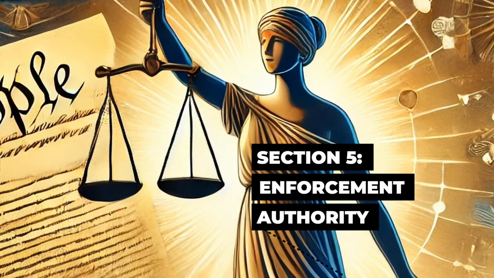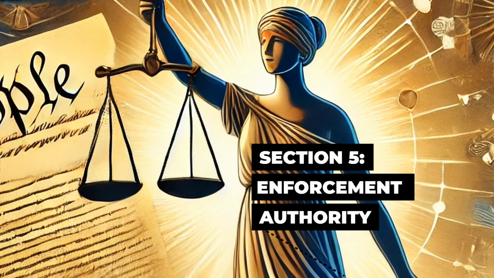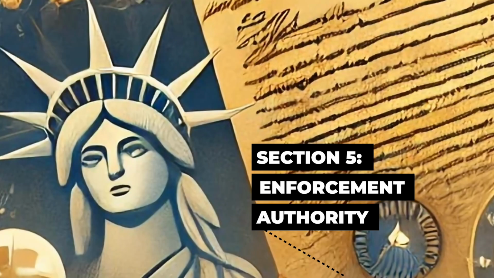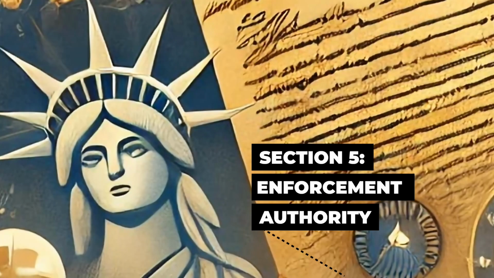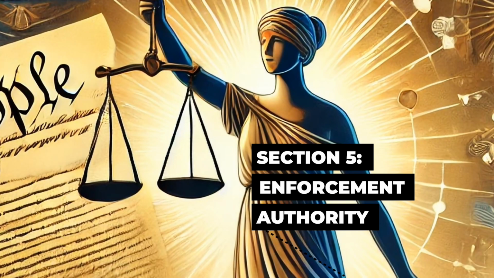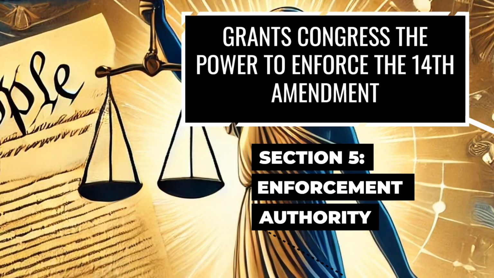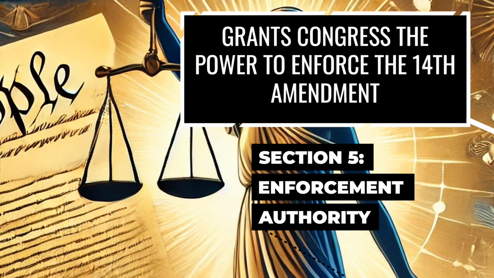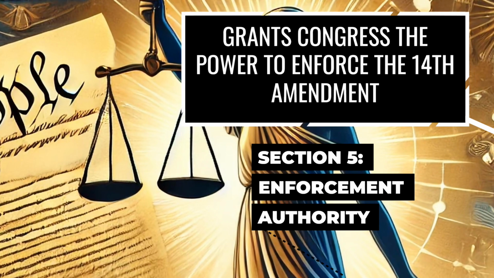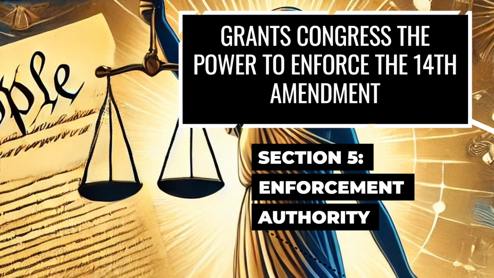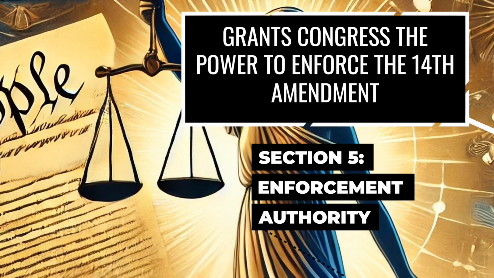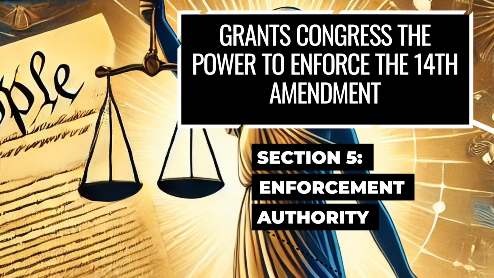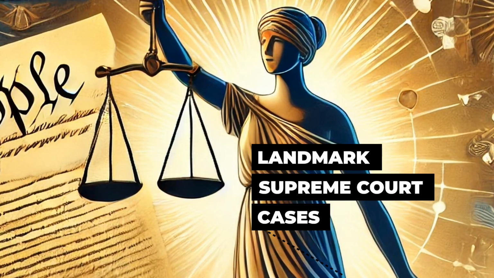Section 5, Enforcement Authority. The Congress shall have power to enforce by appropriate legislation the provisions of this article. This section grants Congress the authority to pass laws to implement and enforce the principles of the 14th Amendment. It has served as the basis for significant legislation, including the Civil Rights Act of 1964 and the Voting Rights Act of 1965. Here's a few landmark Supreme Court cases.